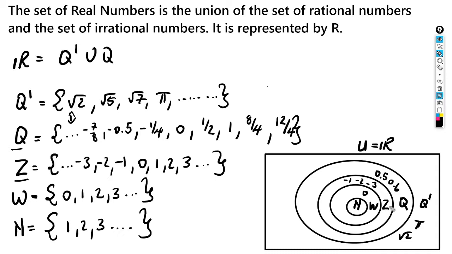Cool. So this is pretty much how it should look. Let me remove the numbers in it. And this is what the set should look like when you draw all the various types of numbers in a set. This is exactly what it should look like. All right.